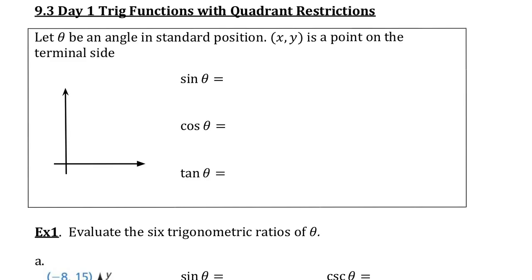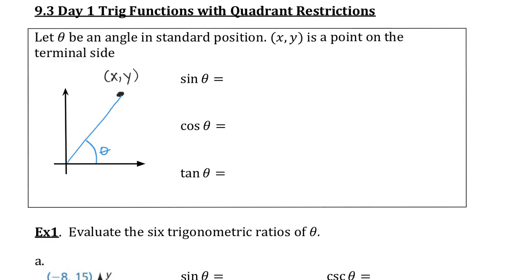Okay, so it says let theta be an angle in standard position. (x, y) is a point on the terminal side. So let me pick a point that's going to be (x, y). I'm picking this randomly just to show you the numbers. It's my ordered pair (x, y). Theta is the angle in standard position. So I'm going to go ahead and draw. This is my terminal side. This is theta right here.